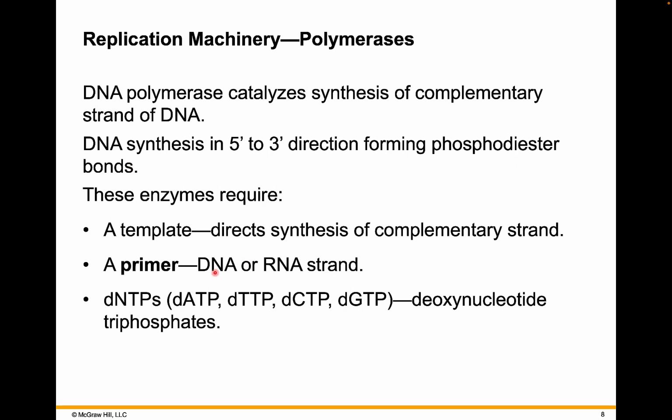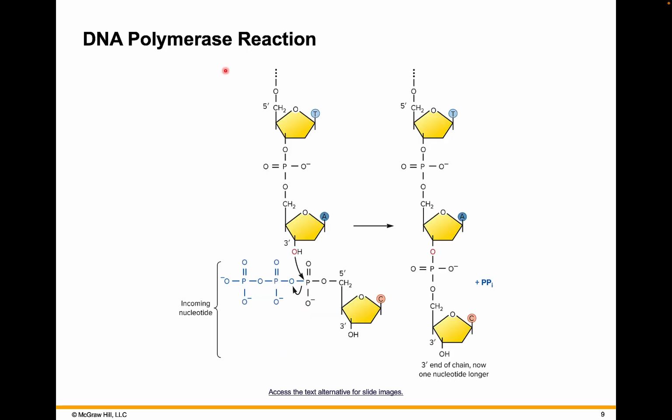So it requires a template, a primer, which could be a DNA or RNA strand, and it needs the dNTPs, which are deoxynucleotide triphosphates: dATP, dTTP, dCTP, and dGTP. So basically, you have a deoxyribose sugar, and at the number one carbon of that, an adenine, thymine, cytosine, or guanine is added, and then you have three phosphates. In the process of making the phosphodiester bonds, out of these triphosphates, two phosphates actually go out in the reaction, and only one phosphate is incorporated into the DNA chain.